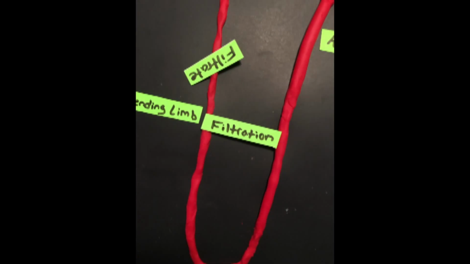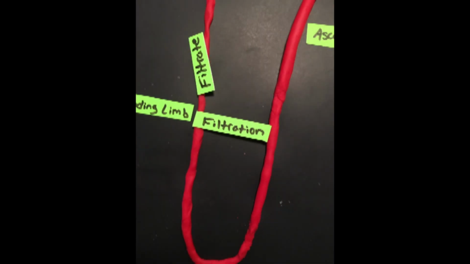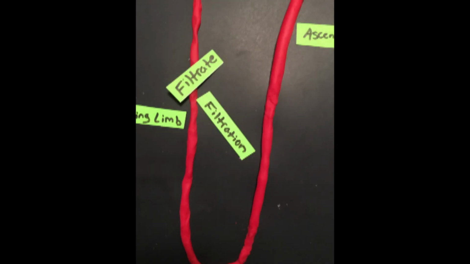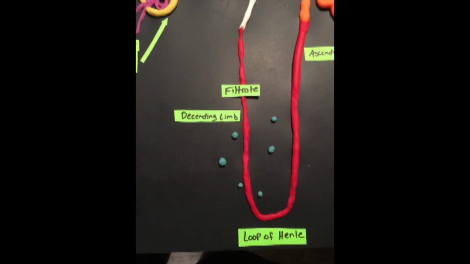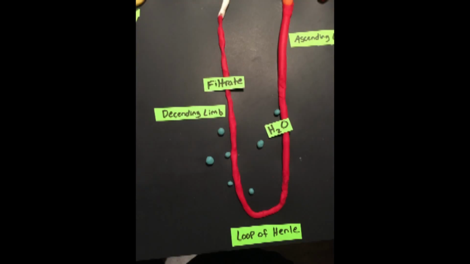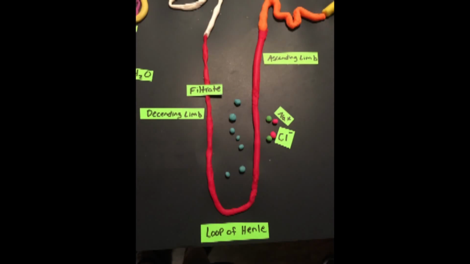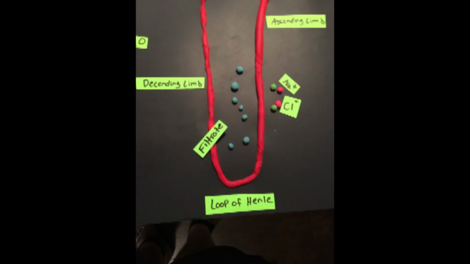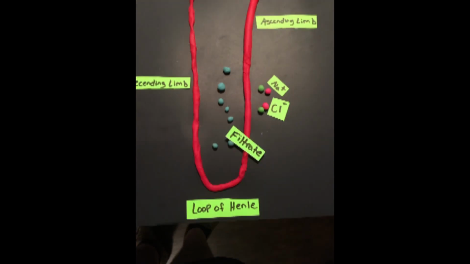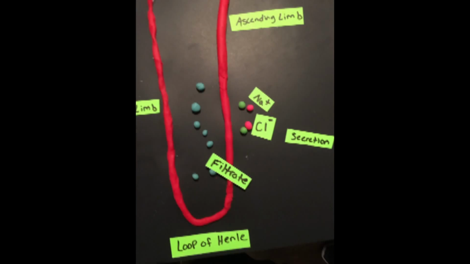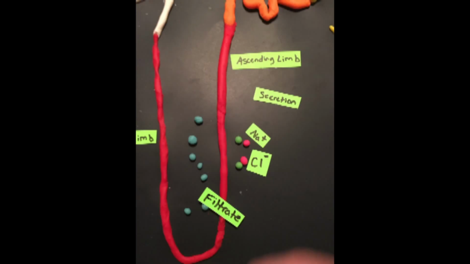The filtrate then moves into the ascending limb in the loop of Henle. Sodium chloride is actively pumped out or secreted back into the extracellular space. In the video, you can see the blue water molecules leaving the filtrate into the interstitial fluid and the green sodium chloride electrolytes following suit. The ascending loop is impermeable to water.